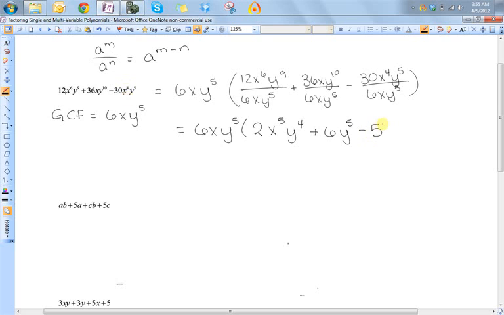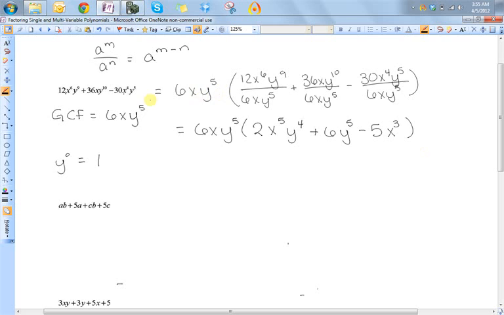Subtract 1 from the exponent on the x, so x to the 3rd, and subtract a 5 from the exponent on the y, so that's a y to the 0, which just means there aren't any y's left. Anything raised to the 0 power other than 0 is always equal to 1, so that means you don't have to write it.